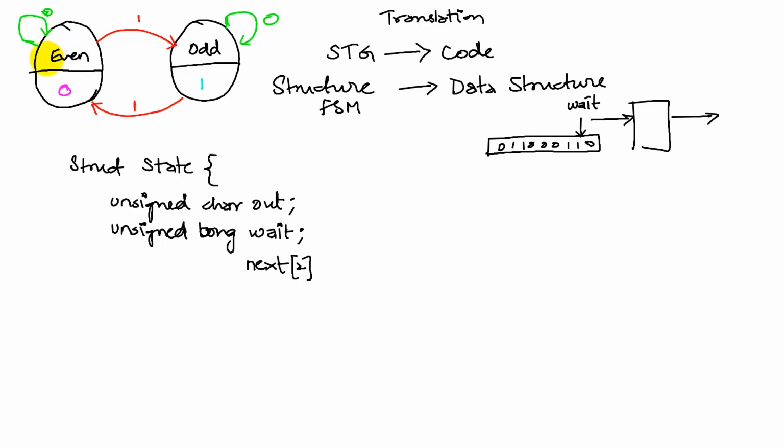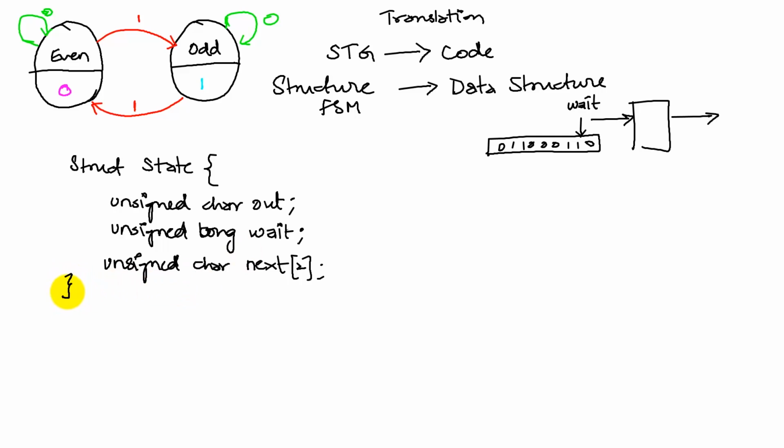On an input of 0, I stay here. On an input of 1, I go there. So this array here is telling what are all the next states I can reach from this particular state. So it's going to be an array of 2 next states. And this then is going to be an unsigned. I have an array of next states, which I'm calling unsigned char.